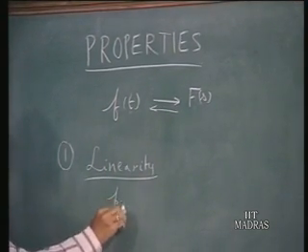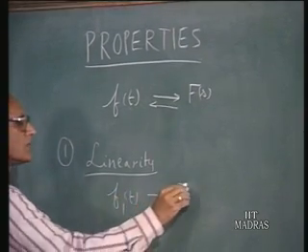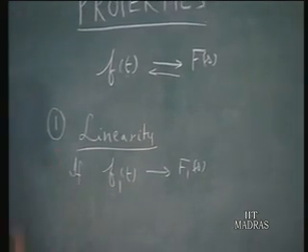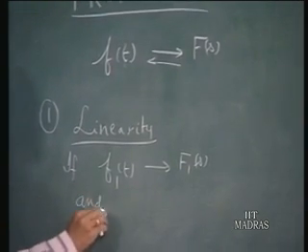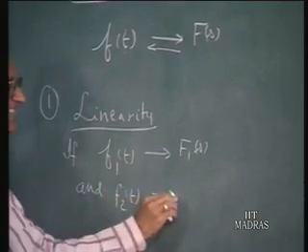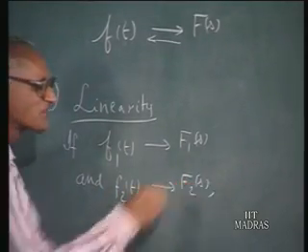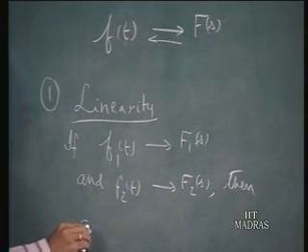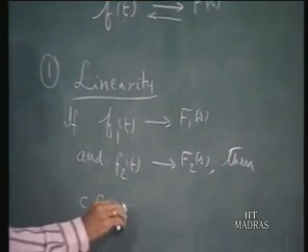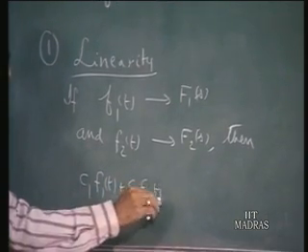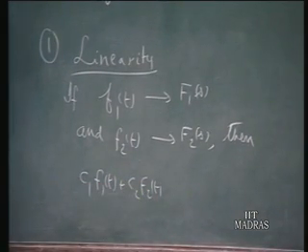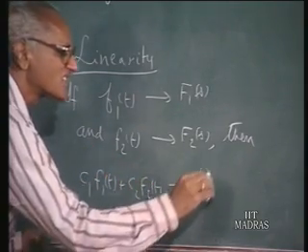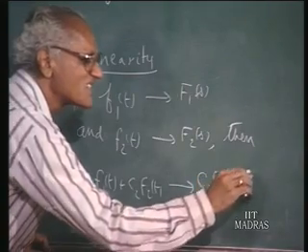What we mean is, if f1 of t has the Laplace transform F1 of s, and f2 of t has the Laplace transform capital F2 of s, then a linear combination of C1 f1 of t and C2 f2 of t, where C1 and C2 are arbitrary constants, has the Laplace transform C1 F1 of s plus C2 F2 of s.